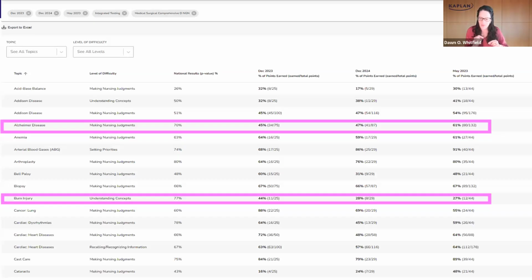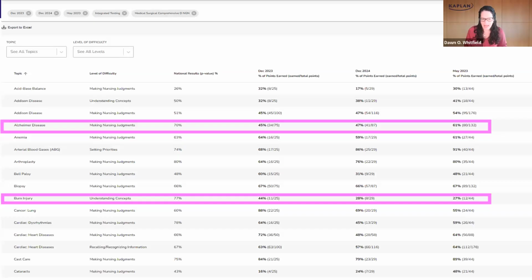The test result by question takes the blueprint of this particular test, which again, I pulled the MedSurg comp just for the sake of demonstration. It gives every topic, the level of difficulty, the national norm by question in the third column, and then you're able to track and trend across cohorts how they're doing.